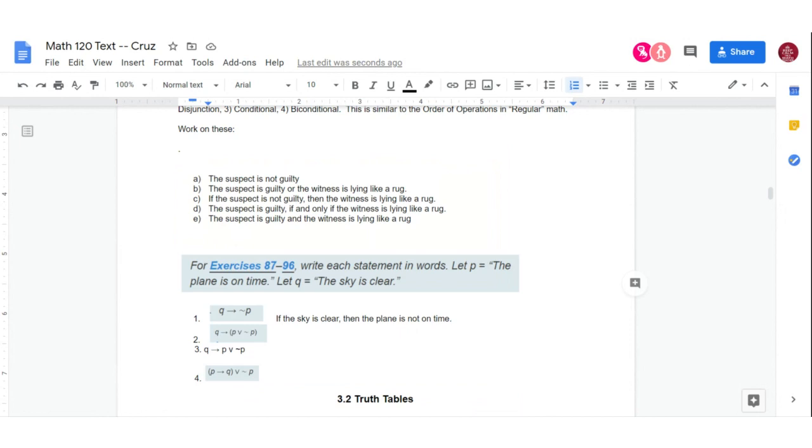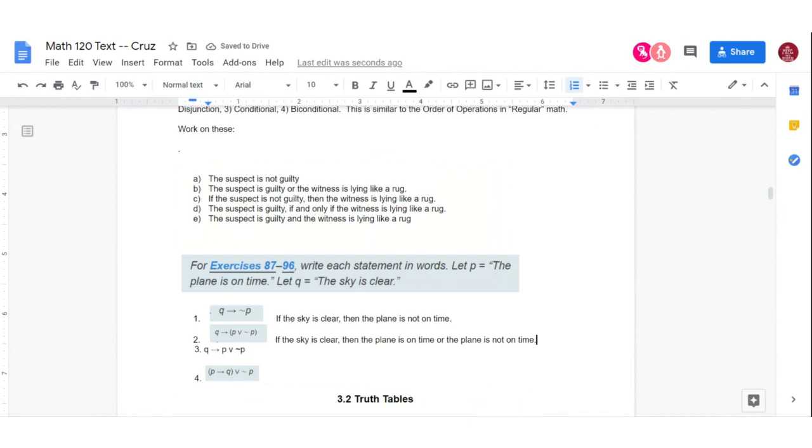All right, so now the next one is a compound statement, and it's also a compound within a compound. In other words, this is a conditional statement, because we've sealed off those two statements inside to the right of the arrow. So our consequent is a compound statement. The parentheses put those two together and force them to be together as that consequent. So if the sky is clear, then the plane is on time, or the plane is not on time.